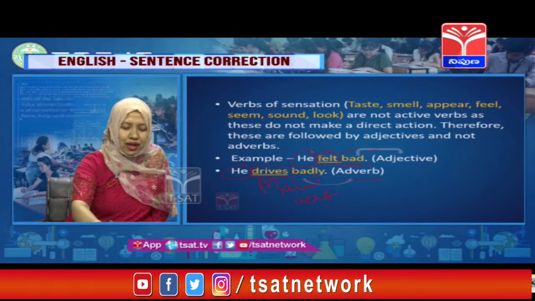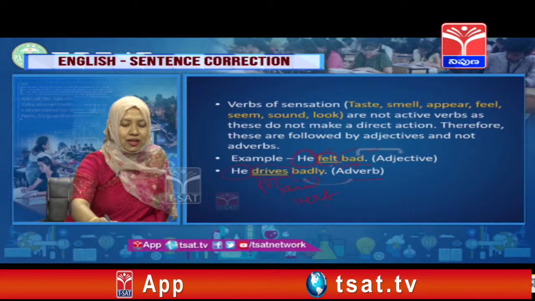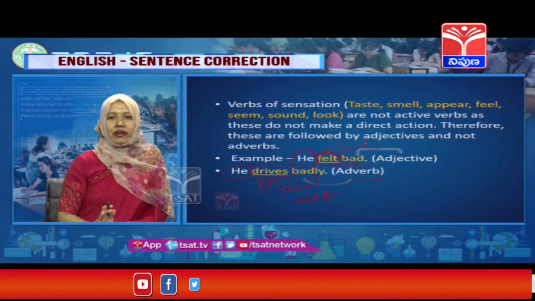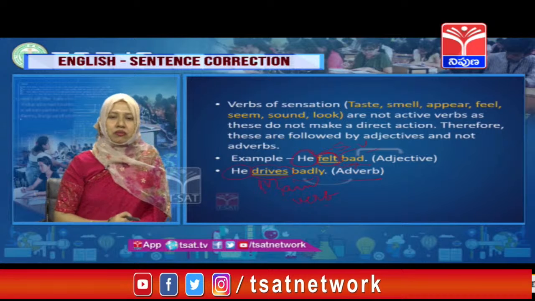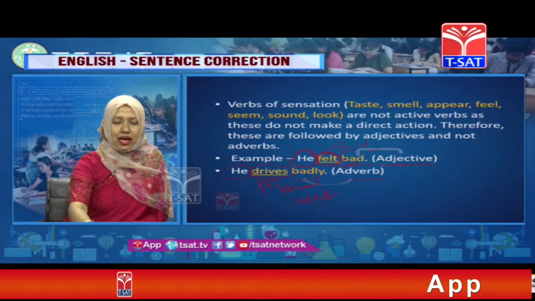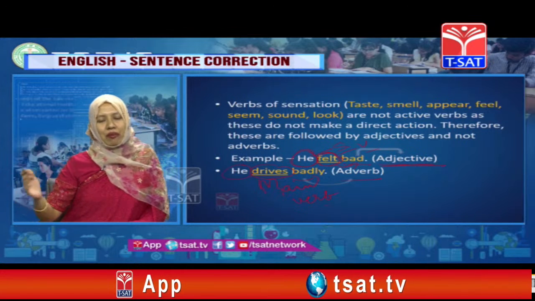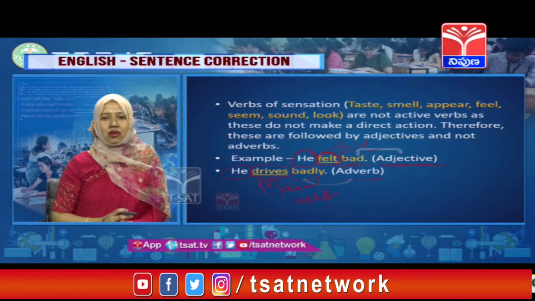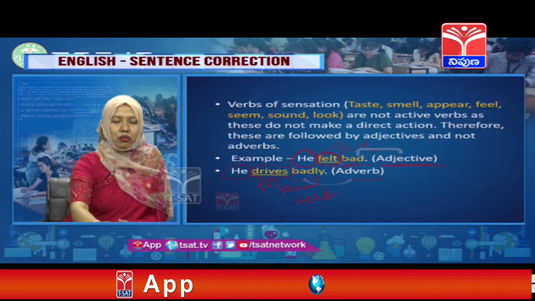In this sentence, he felt bad. He is the subject, felt is the sensational verb. So it is not an active verb. You cannot see his feeling. You have to describe it. So you have to use a describing word, that is an adjective. He felt bad. He felt happy. He felt sad. He felt excited. All these adjectives can be used after the verb felt.